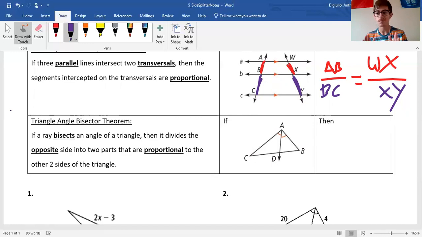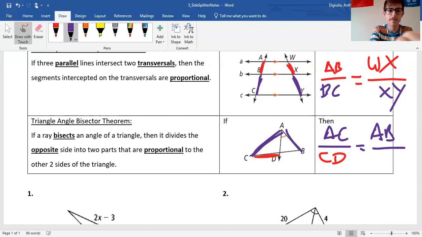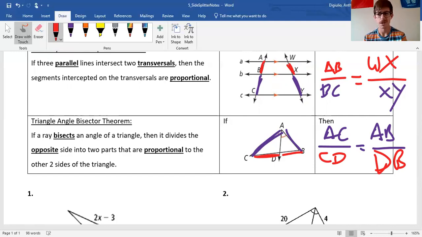But the important part is that it works very similar to what the side splitter and the corollary to the side splitter look like. So just like we did before, it's going to end up being that this AC over this part down here, CD, should be equal to, if we set up the proportion, AB over DB. And for these, when I look at those, I want you to be able to see that. It gets kind of confusing. It gets a little muddled when you're looking at it, especially using letters as opposed to numbers.